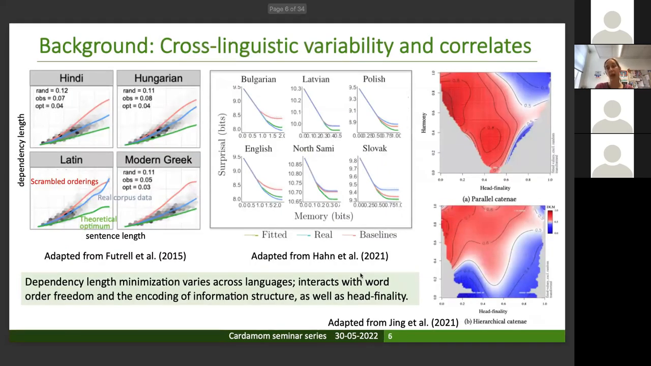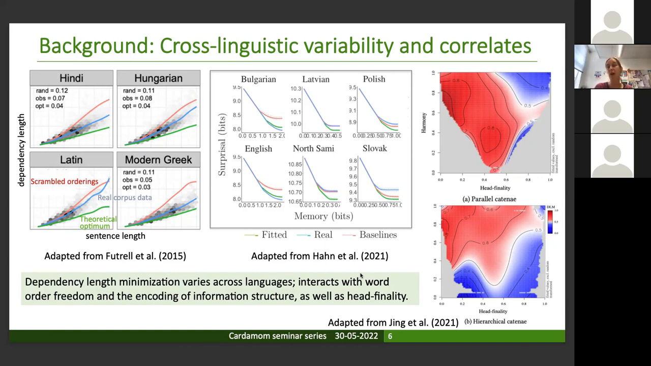But if we step back and zoom into each of these results and some other ones as well, let's take Verkerk et al.'s results first on the left. While it is true that dependencies in the corpus data in blue are shorter than expected with a scrambled version of the corpus in red, there are cross-linguistic differences in how optimal dependency lengths are across languages. Taking these 4 languages on the left, we can say that Latin and Hungarian are less optimized than Hindi and Modern Greek, and Greek is the closest to the theoretical optimum, the green line.